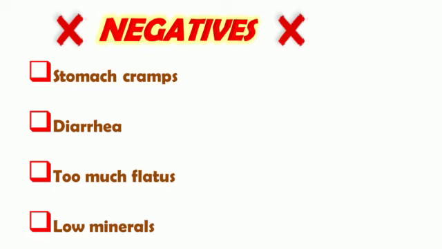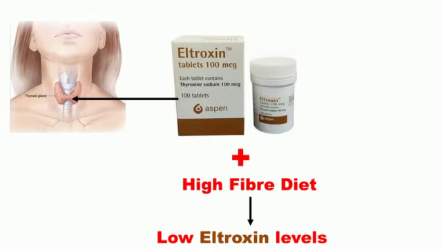The negative side of eating too much fiber is that you experience stomach cramps, diarrhea, and too much wind or flatus. Your body may also be low on certain minerals like zinc because fiber reduces the absorption of these minerals. Eltroxin is a drug that is given to people with thyroid gland problems. A high-fiber diet reduces absorption of Eltroxin, and the effectiveness of Eltroxin is also reduced.